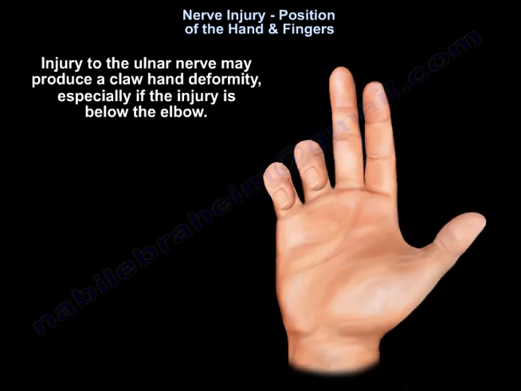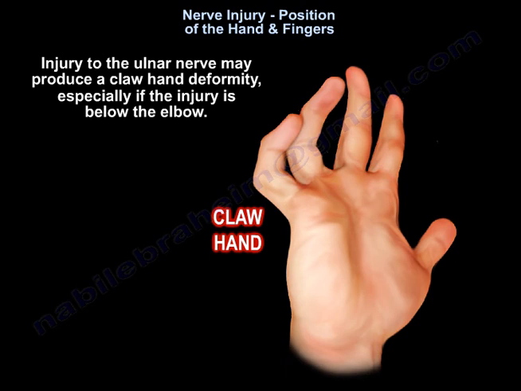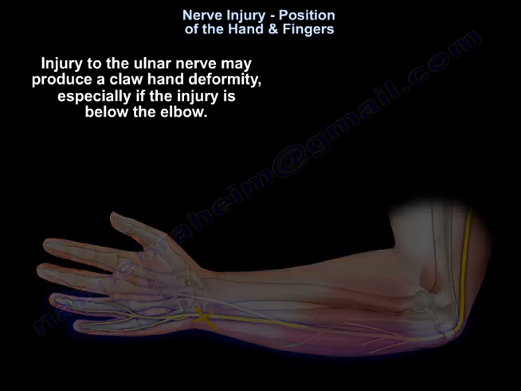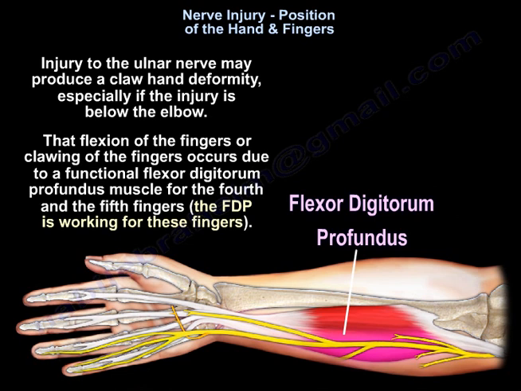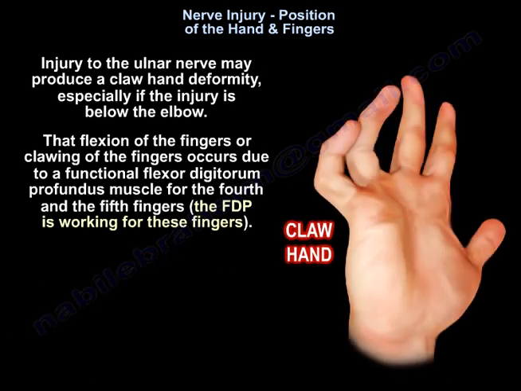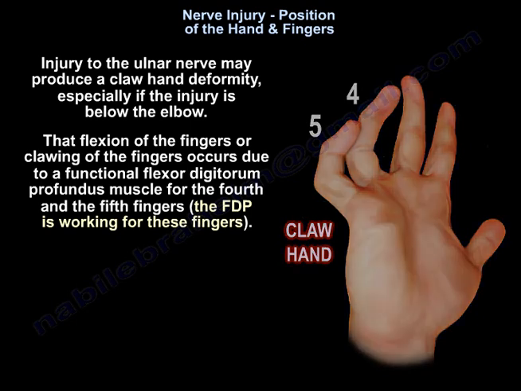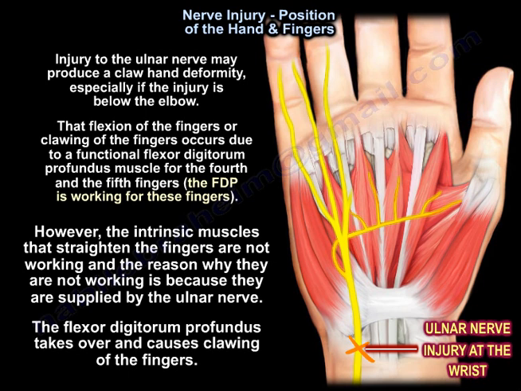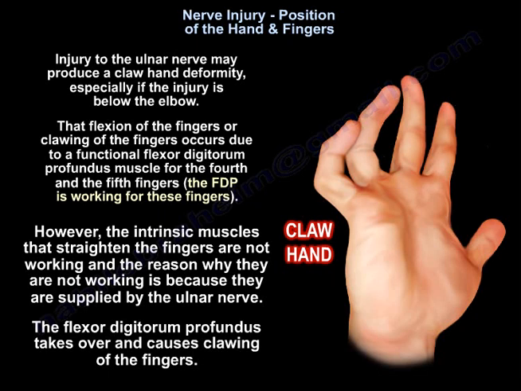Injury to the ulnar nerve may produce a clawhand deformity, especially if the injury is below the elbow. That flexion of the fingers or clawing of the fingers occurs due to a functional profundus muscle for the fourth and the fifth fingers. So the profundus is working for these fingers. But the intrinsics that straighten the fingers are not working. And the reason they are not working is because they are supplied by the ulnar nerve. So the profundus will take over and cause clawing of the fingers.